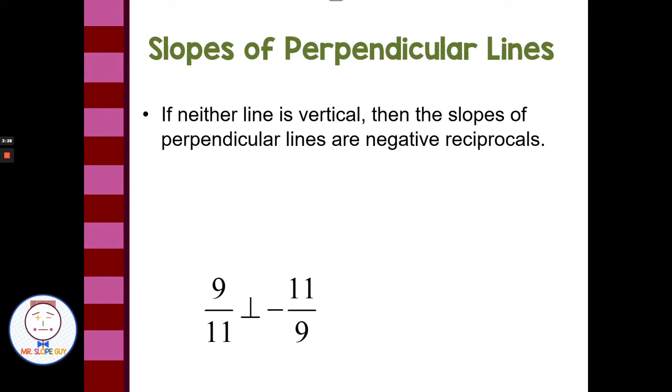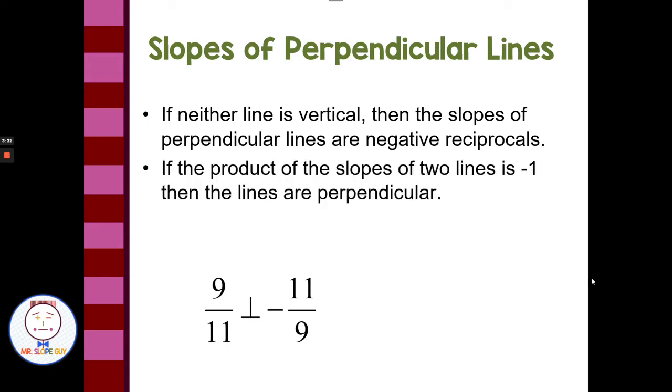So, like if we have 9/11 is perpendicular to negative 11/9, we're saying the product of these two slopes should be negative 1, which is another way of saying that they are negative reciprocals. So let's look at the math for that. Let's multiply out 9 times negative 11, 11 times 9. We get negative 99 over 99, which is negative 1. So one way of proving we have perpendicular lines is if we multiply the slopes and we get negative 1, then we know the lines are perpendicular.